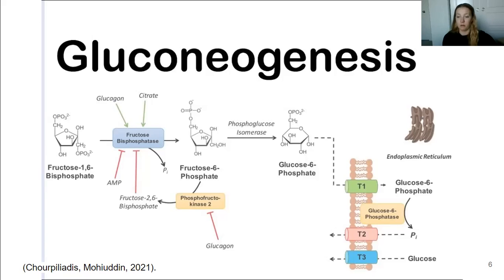Many parts of the body require continuous glucose supply when the body isn't getting food, because you're not going to eat constantly. That's not realistic. So these parts of the body that require a constant supply of glucose are your skeletal muscles when you're moving, your brain, which is always taking in information and processing, as well as your red blood cells.